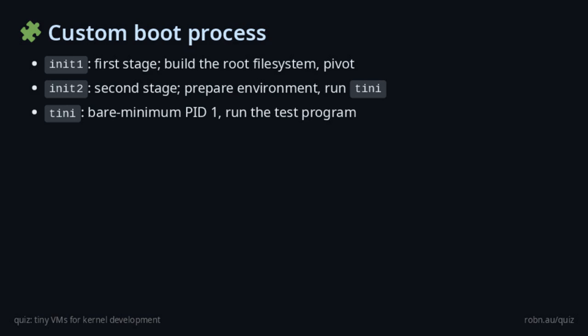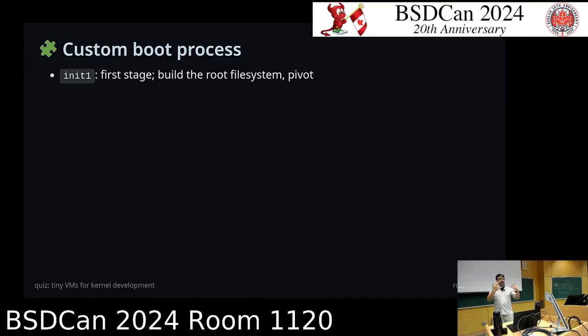So we have init one, which just constructs the root file system and then brings it online. Linux does this thing where during early boot, it has a root file system that it gets from the initrd. Then it goes out to the disks, finds the real root file system, mounts it, and then does a swap, and then tears the other side down. That's just how you do it.